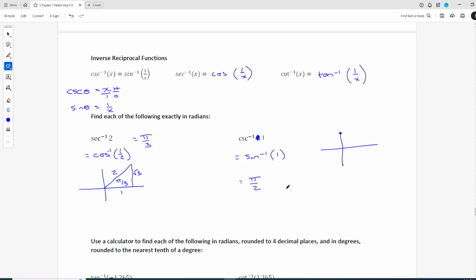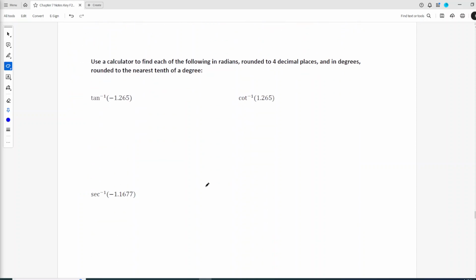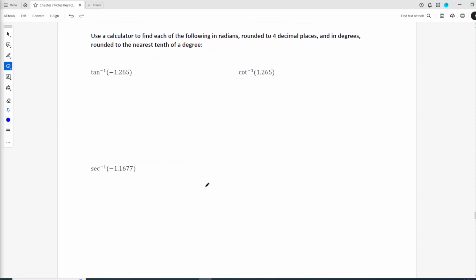Awesome. The last thing we're going to do is finally just officially touch our calculator. All right, so like I was saying, now we get to just use the calculator and let it do its job. And what we're going to do is find these in radians and degrees, just to sort of get you used to seeing radians as a decimal and then relating that to a degree. So let's start with our calculator in degrees and do all 3, and then we'll put our calculator in radians and do all 3. So we'll start with the inverse tan of negative 1.265.